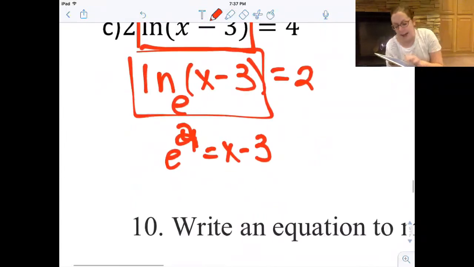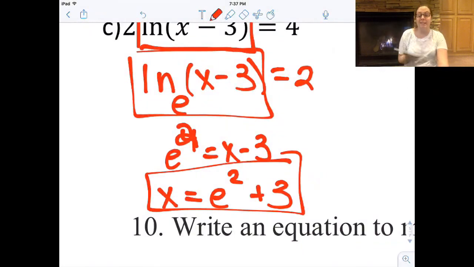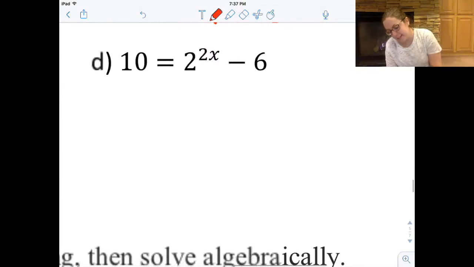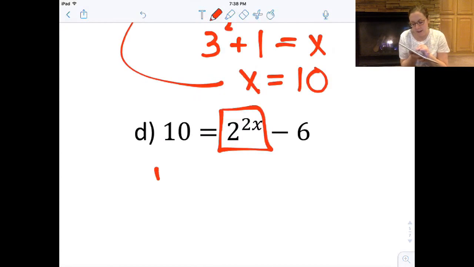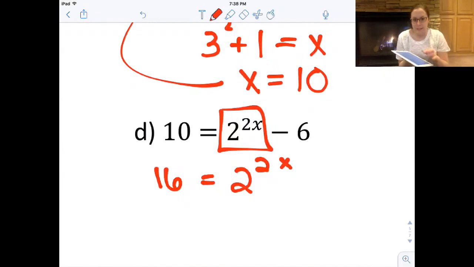All right, last one. So this is exponential. This is my exponential, so I need to isolate that. So 16 equals 2 to the 2x. Now, you could convert this and solve, and I saw some people who said, oh, I see I could get these bases to match. So 2 to the 4 would equal 2 to the 2x, 4 would equal 2x, so x would equal 2. But you could also, at this point, convert to log form and solve, so more than one way there.